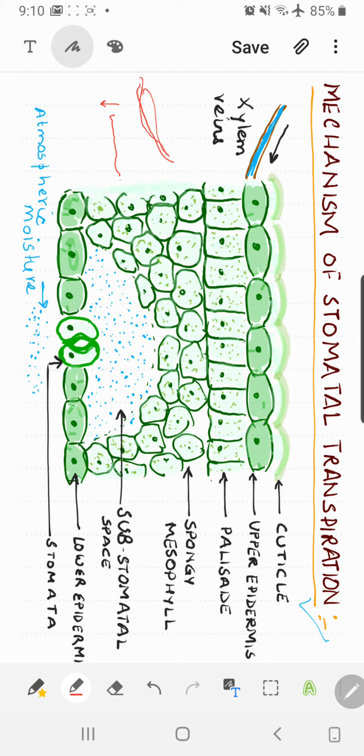The upper waxy coat of the leaf, the shiny surface, is the cuticle. You can see it here. Then just beneath is a single-celled layer, the epidermis. Since it is the upper one, you call it the upper epidermis. Below the upper epidermis, whatever cells are there in the middle, these are all parenchymatous cells, right? But we name them differently.